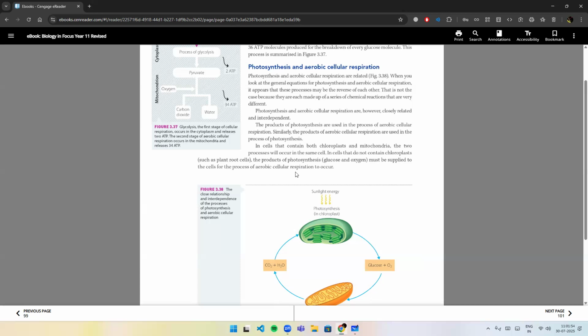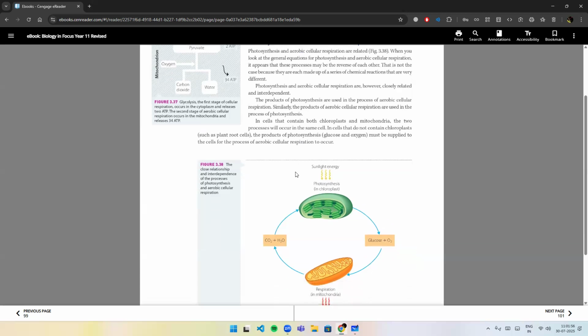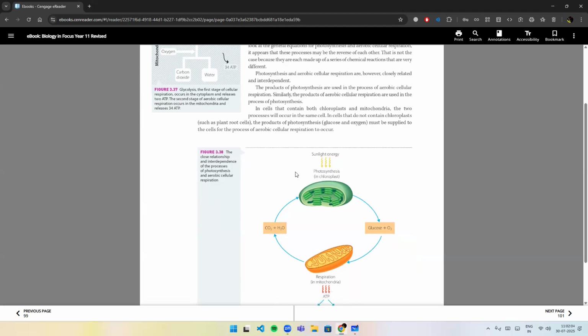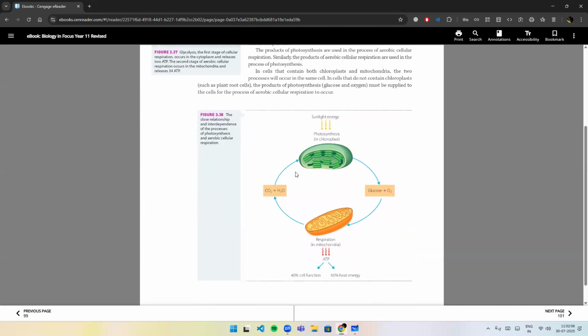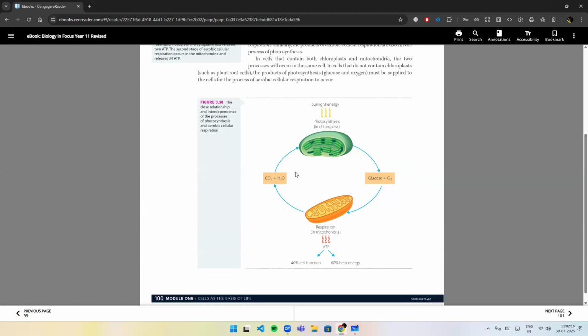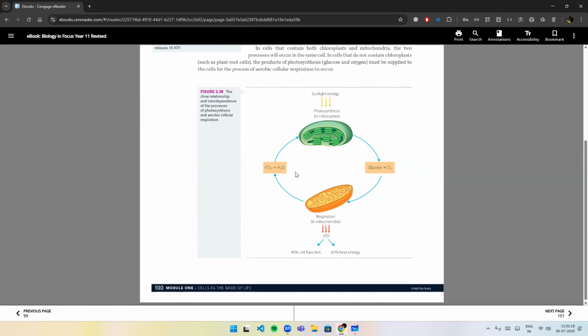The products of photosynthesis are used in the process of aerobic cellular respiration. Similarly, the products of aerobic cellular respiration are used in the process of photosynthesis. In cells that contain both chloroplasts and mitochondria, the two processes will occur in the same cell. In cells that do not contain chloroplasts, such as plant root cells, the products of photosynthesis must be supplied to the cells for the process of aerobic cellular respiration to occur.